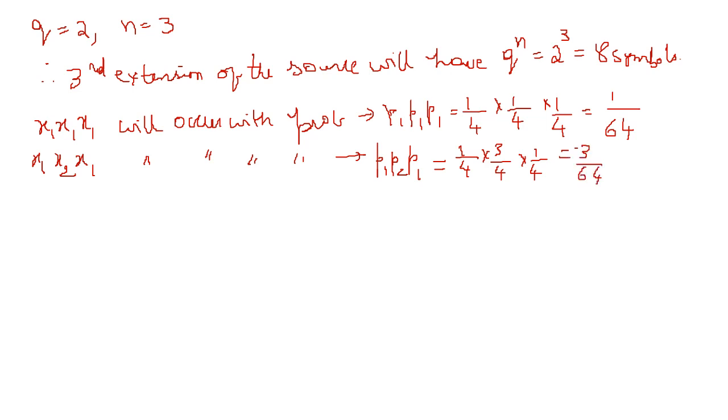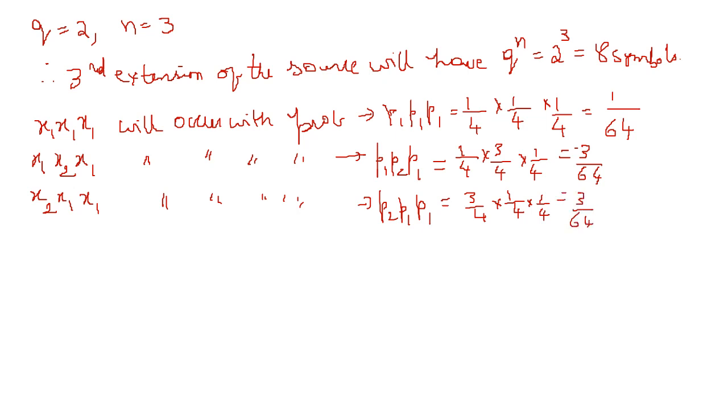The next symbol value will be x2, x1, x1, which will occur with probability P2, P1, P1, which is equal to 3/4 into 1/4 into 1/4, which is equal to 3/64. The next message will be x2, x2, x1, which will occur with the respective probability P2, P2, P1, which is equal to 3/4 into 3/4 into 1/4, which is equal to 9/64.